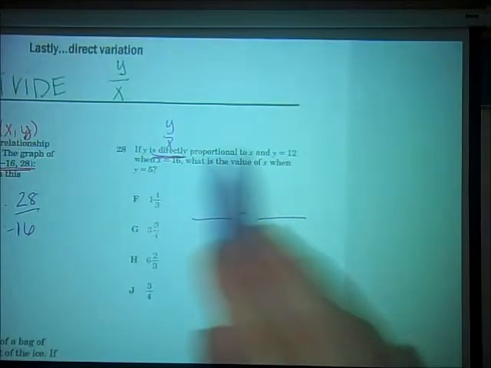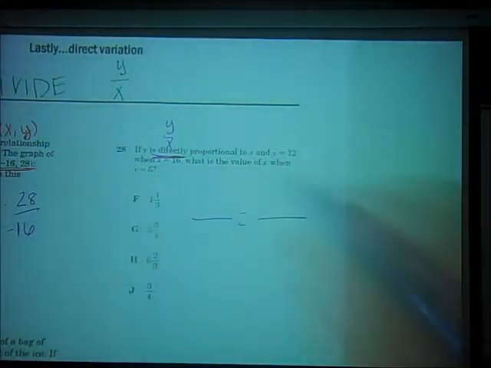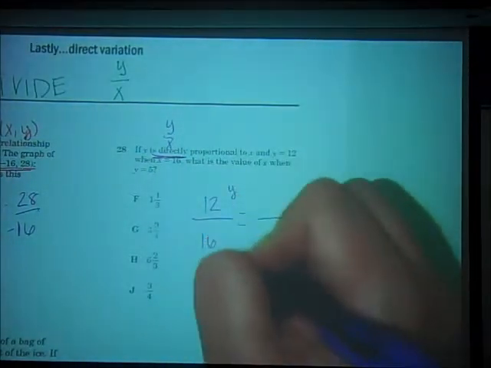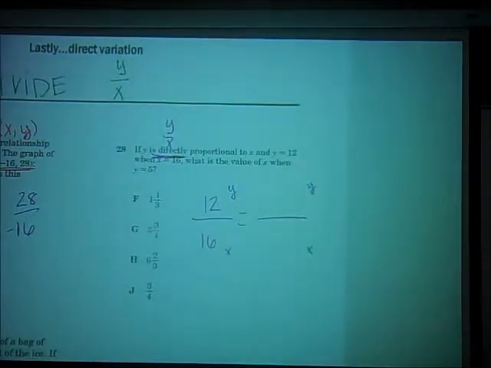So y is directly proportional to x, and y is 12 when x is 16. Well, there's my first y and x, 12 and 16, and I'm going to label them. Because I told y'all last week, when I do proportions, I always label them. It helps so much. Okay, so then what is the value of x when y is 5?